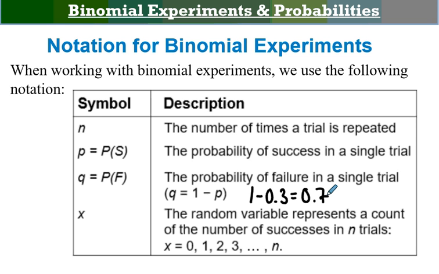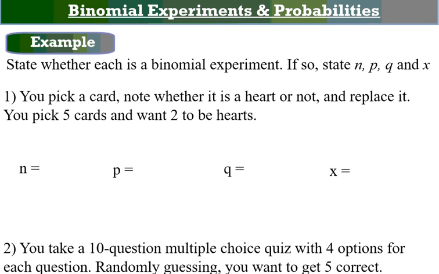Last part, little x, is the random variable that represents how many successes we have out of n trials. So for example, if we ran 15 trials, x could be any number between 0 all the way to 15. Those are the number of successes that we could have. We're going to look through a variety of situations and just state whether they're a binomial experiment or not. And if they are, we're going to practice stating what n, p, q, and x are.